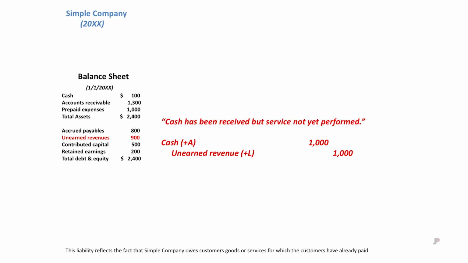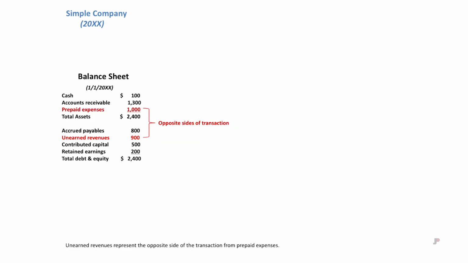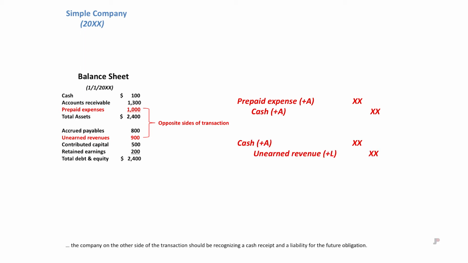Unearned revenues of $900. This liability reflects the fact that Simple Company owes customers goods or services for which the customers have already paid. Unearned revenues represent the opposite side of the transaction from prepaid expenses. Again, each time a company pays cash in advance for an expense, the company on the other side of the transaction should be recognizing a cash receipt and a liability for a future obligation.